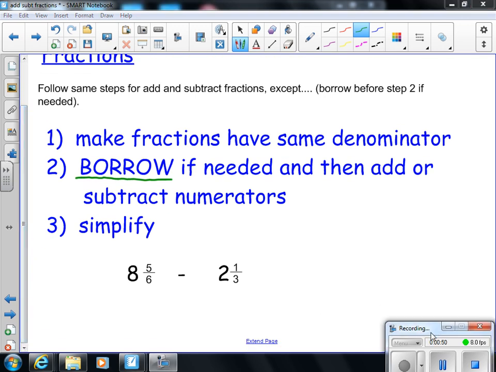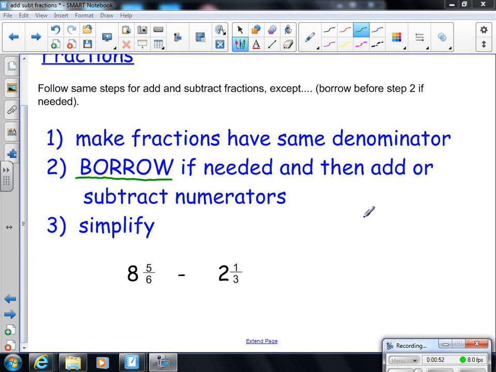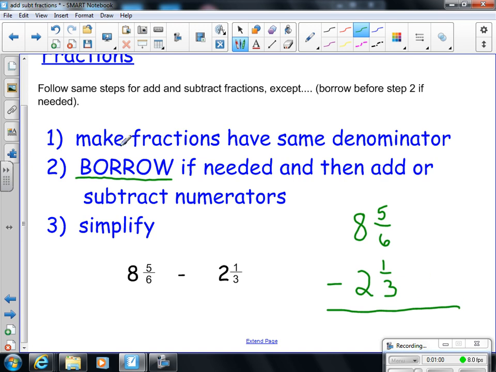Okay, so we're going to work this problem. Remember, when I subtract, I like to write them up and down. 8 and 5/6 minus 2 and 1/3. The first step formally is to make the fractions have the same denominators. Do they have the same denominators? Nope, so let's make them. What will the common denominator be? 6. Good. So this will stay 5/6.